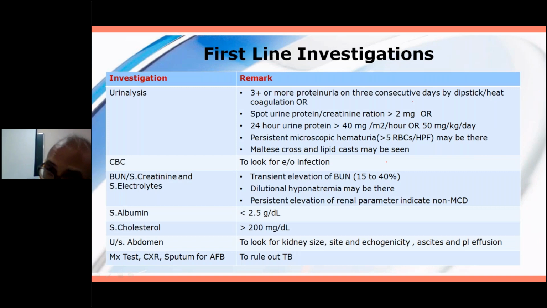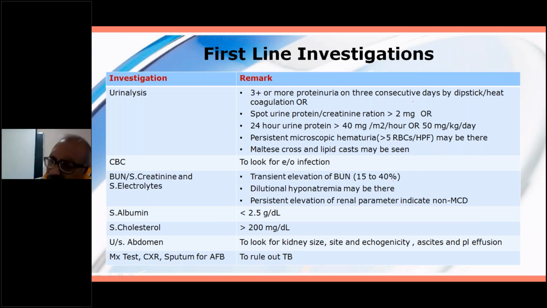A 24-hour urine test, if you can collect it, showing more than 40 milligrams per square meter per hour or 50 milligrams per day, is also diagnostic. Persistent microscopic hematuria may be there. This is not a diagnostic feature, please remember. And Maltese cross and lipid casts may be seen. This is actually a hyaline cast-like thing. I will show you the diagram later.